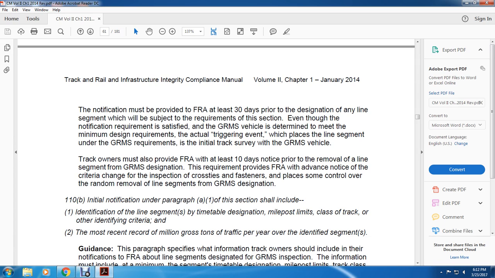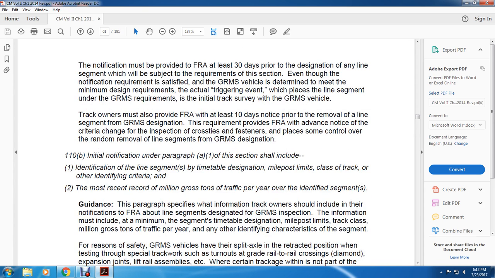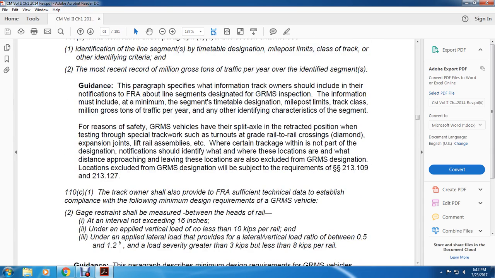The requirement that the FRA be provided advance notice of the change in criteria for inspection of cross ties and fasteners is in place to maintain some control over the random removal of line segments from the gauge restraint measurement system designation. 110B. The initial notification under paragraph A1 of this section shall include identification of the line segment: timetable designation, milepost, class of the track, and identifying criteria of the most recent record of 1 million gross tons of traffic per year over the identified segment.